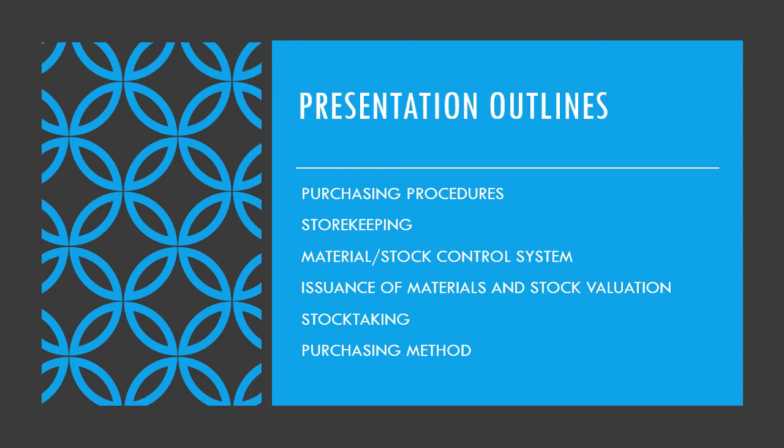So these are the presentation outlines for Chapter 3. We will start off with purchasing procedures, the storekeeping, followed by the material or stock control system, issuance of materials and stock valuation, the stock taking processes, and purchasing method.